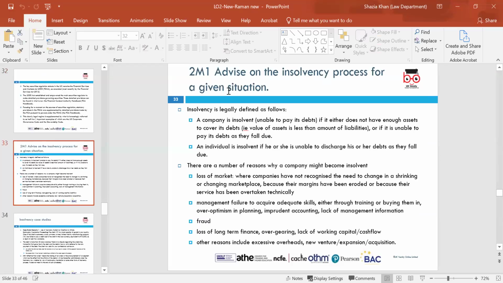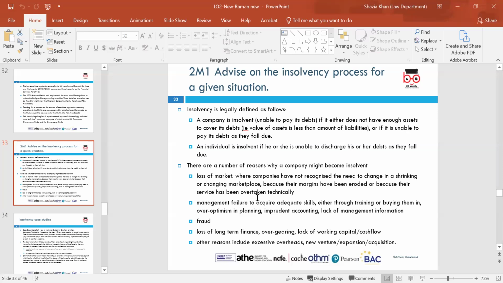So 2M1: advise on the insolvency process for a given situation. Insolvency, as we said: a company is insolvent if it either does not have enough assets to cover its debts or is unable to pay its debts as they fall due. An individual is insolvent if he or she is unable to discharge his or her debts as they fall due.